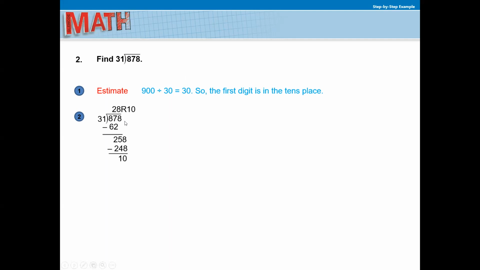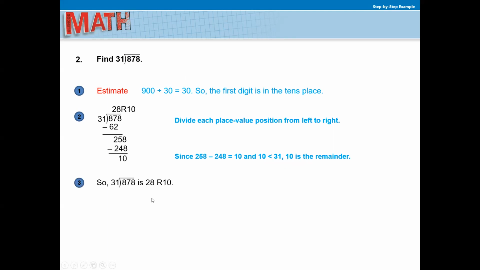So 878 divided by 31 is 28 with a remainder of 10. 10 is less than 31. 10 is the remainder. 878 divided by 31 is 28 remainder 10. Check. 28 remainder 10 is approximately 30. Check. My estimation is correct.